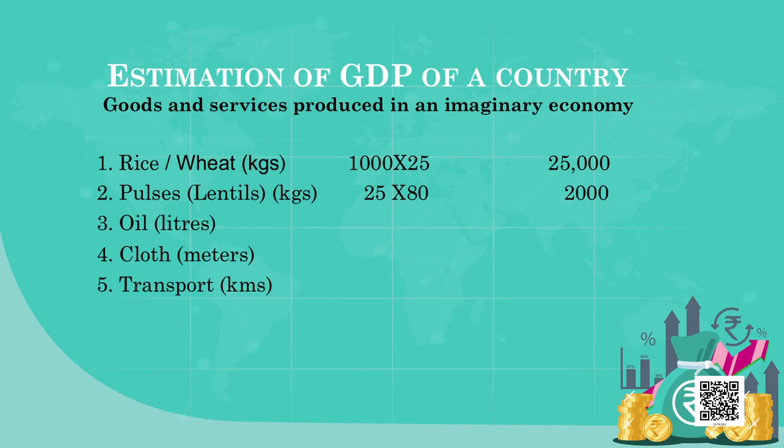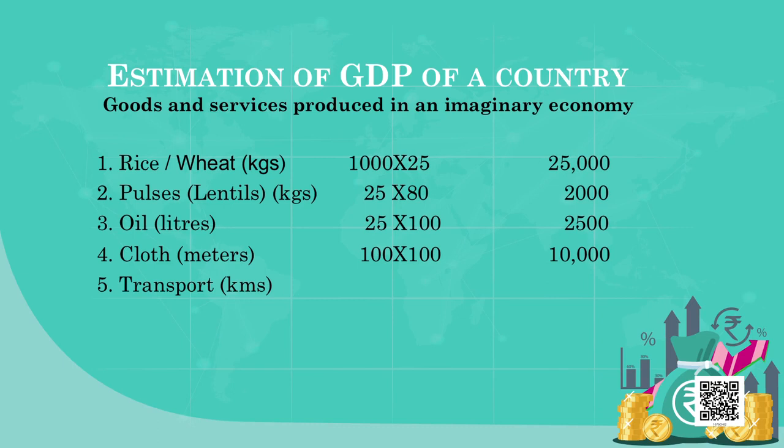Then oil. How much oil do you produce? You produce some 25 liters of oil, and per liter it costs about 100 rupees. So 2,500 rupees for oil. Then cloth. Cloth is measured in meters, the shirt and all the dresses that we are wearing. Say you were able to produce 100 meters of cloth, at 100 rupees per meter. So 100 into 100, you get 10,000 rupees. And then transport.